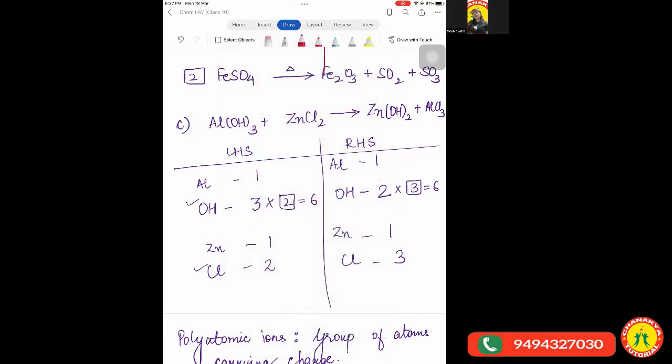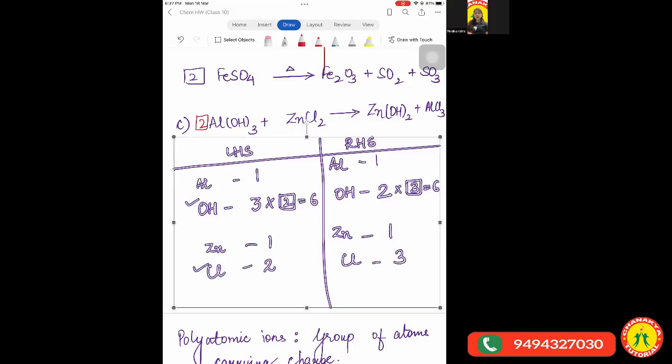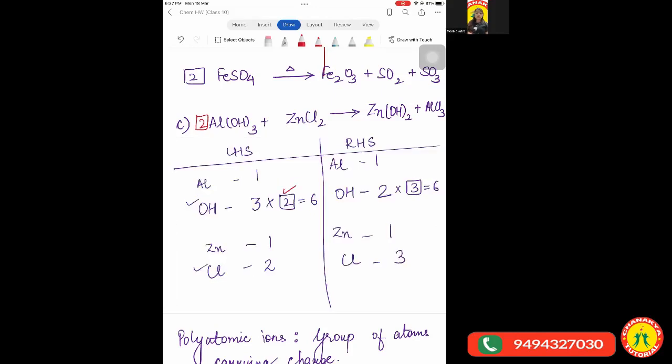Where will this number 2 on the LHS come in front of which compound? Ma'am, OH. I'm asking the compound. Al(OH)3, aluminum hydroxide. So this number 2 will come in front of Al(OH)3. Any doubt still here? This number 2, which we have multiplied with OH, is going to come in front of the entire compound, right? And then what about the number 3 on the RHS? It is going to come in front of what?